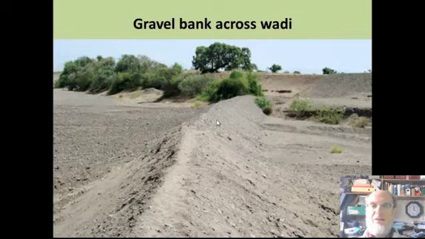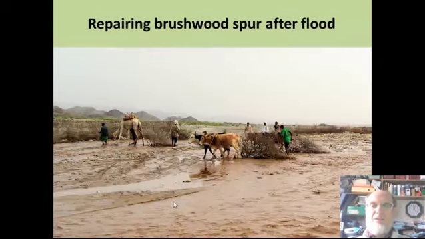So here we have a gravel embankment across a wadi pushed up by a bulldozer. Maybe once in 5 years there's a flood and all the water will get captured. Here we have a brushwood spur that is a deflecting spur trying to take part of the flow. This is vulnerable to damage, and after each flood the farmers have to bring more brushwood to repair it.